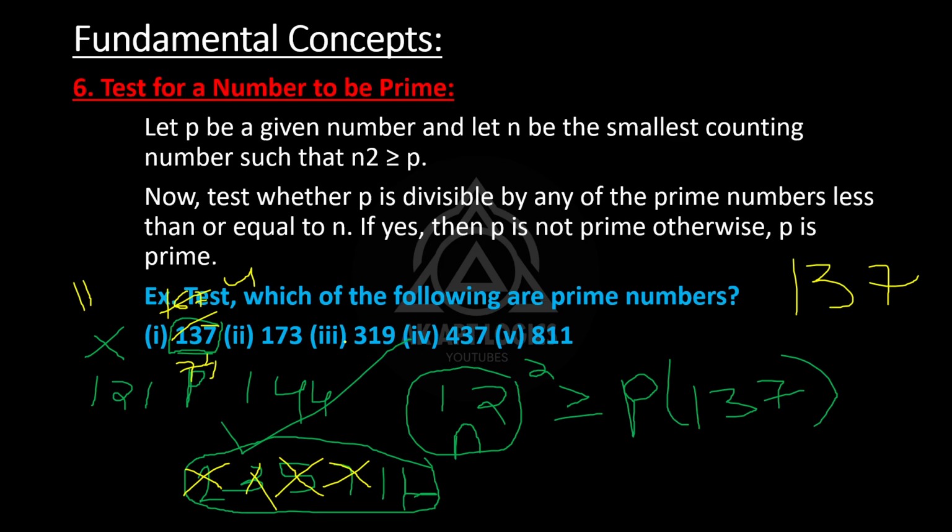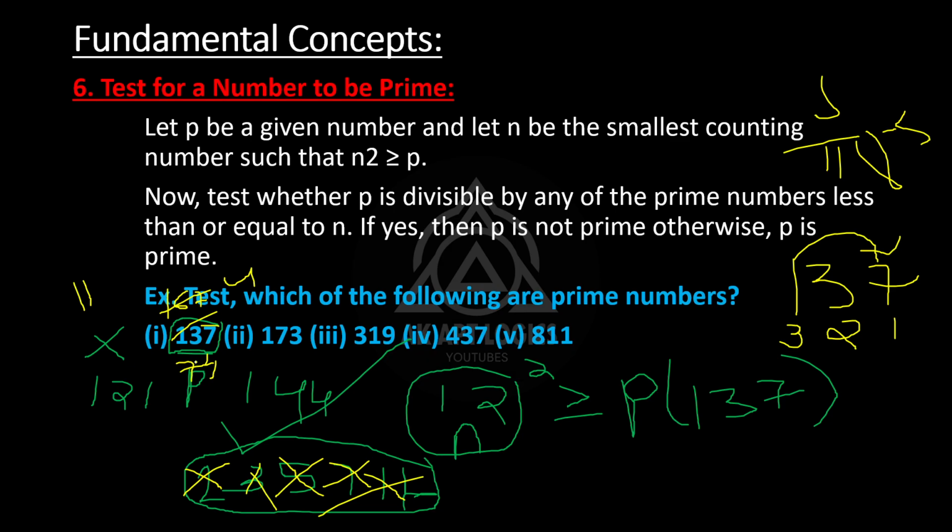137, right? So you have to take even and odd places. If you take 1, 2, 3, then 7 plus 1 will be 8, right? 8 minus 3 will be 5. 5 is not divisible by 11, right? Which means it is not divisible by 11.